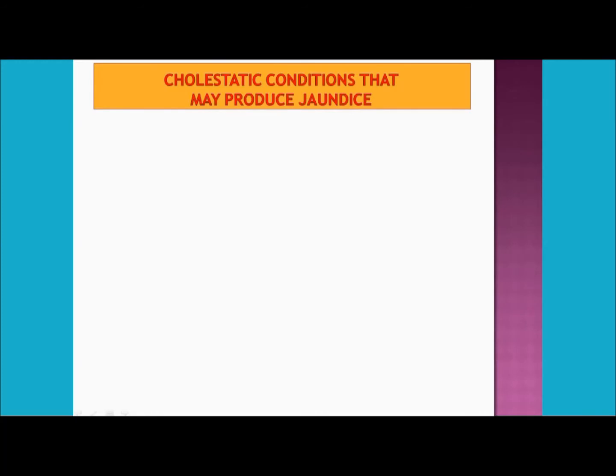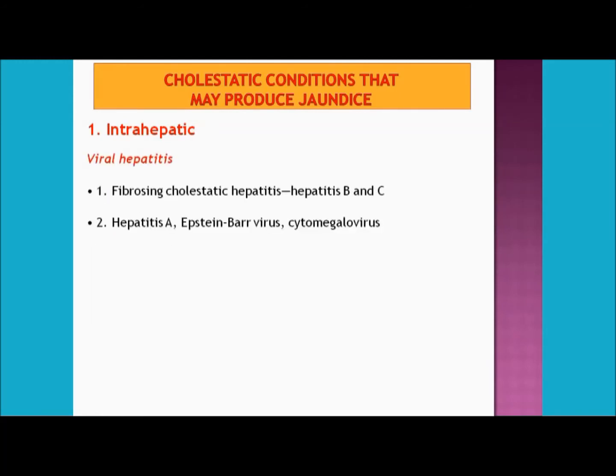It is nothing but the decrease in the bile flow. So if the bile flow from the liver is less, then it can also produce jaundice-like conditions. So this cholestatic condition has been divided into two parts. The first part is the intrahepatic. So the intrahepatic condition includes viral hepatitis.